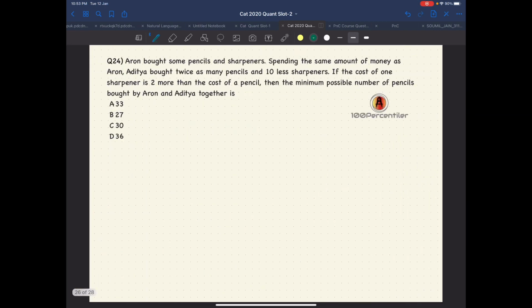Now Aaron bought some pencils and sharpeners. So let the pencils be X and sharpeners be Y. Spending the same amount of money as Aaron, Aditya bought twice as many pencils and 10 fewer sharpeners. So let the price be X PP plus Y PS is equal to 2X PP plus PS into Y minus 10 fewer sharpeners. So this gets cancelled out. We are left with X PP is equal to 10 PS.